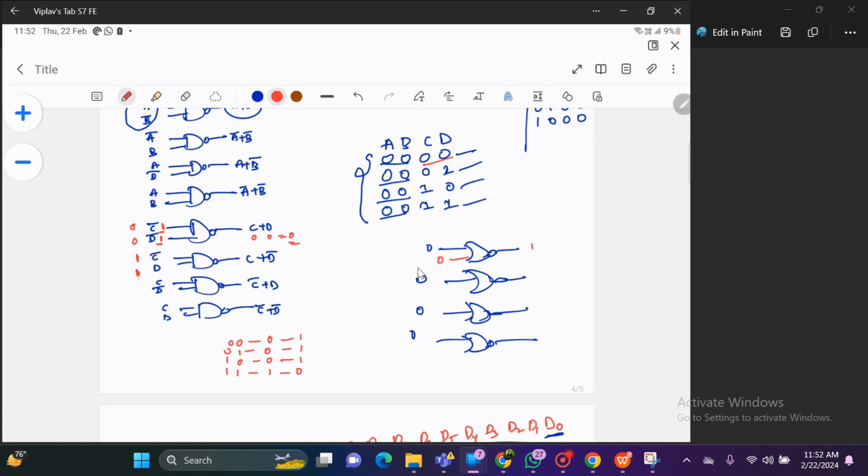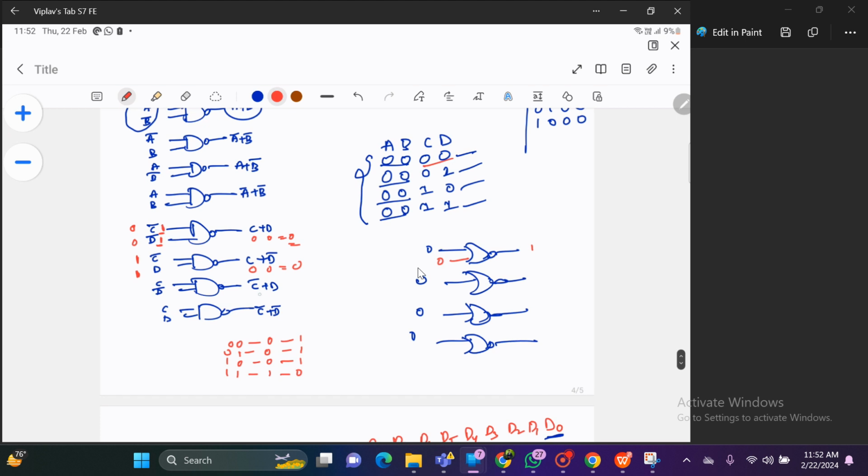C bar D plus D bar. What is C? C is 0, OR with D bar, so it is also becoming 0. C bar plus D. So C bar is 0, and D.